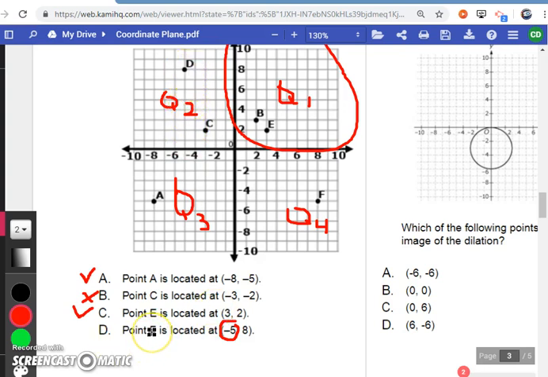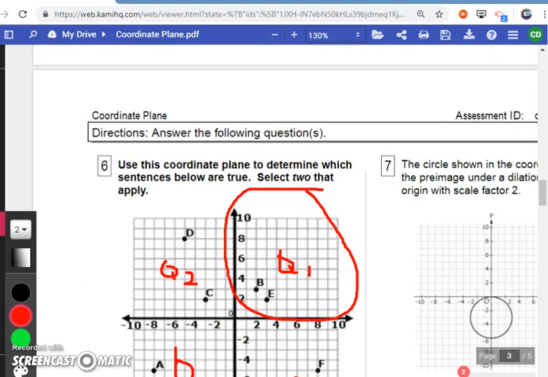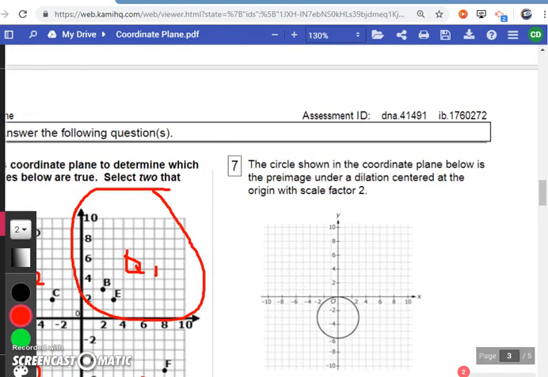There is a point there, but it is point D, not point F. Okay, so that is not correct. Number 7. The circle shown in the coordinate plane below is the pre-image under a dilation centered at the origin with the scale factor of 2.